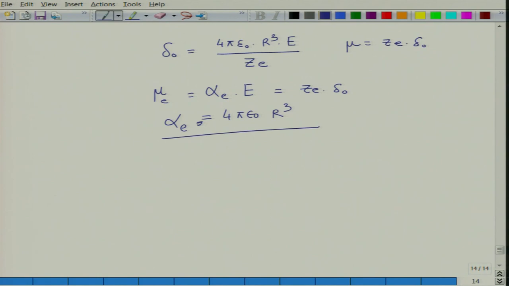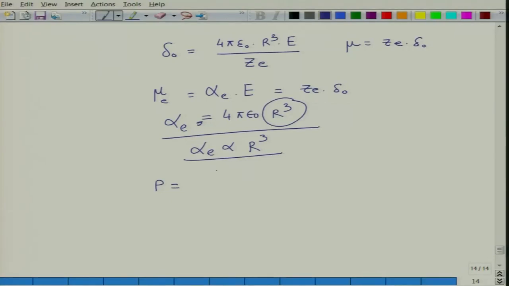So what it tells you is that for a given atom, the atomic polarizability depends only on the radius of the atom. So alpha E is basically proportional to R cube. This is a constant, this is a constant, only R is the variable. So the bigger the atom is, the more polarizable it is, which makes sense because for smaller atoms the electron cloud is closer to the nucleus, whereas for bigger atoms the balancing Coulombic force is smaller. As a result, they are more polarizable. The electrons can shift or get polarized to longer distances as compared to smaller atoms.